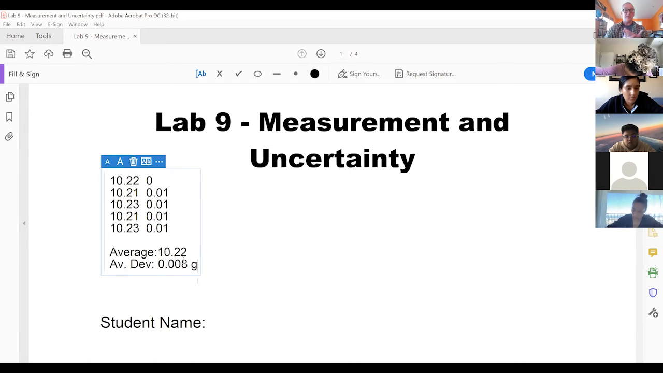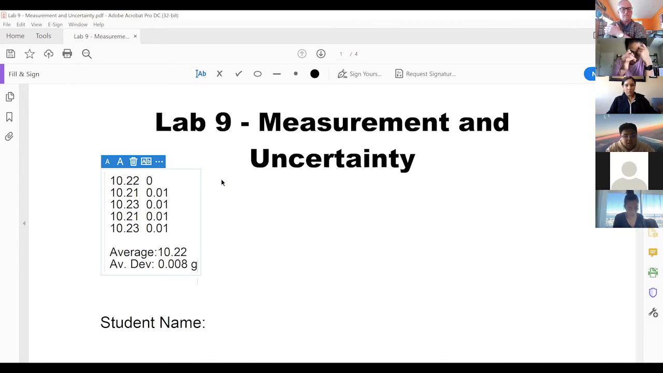So that's how you do it. Each time I measure a mass of around 10 grams on my scale, it should be plus or minus 0.008 grams. So that's pretty darn accurate. I would expect that for the second cup, even if I get different masses, my average deviation should be fairly similar.